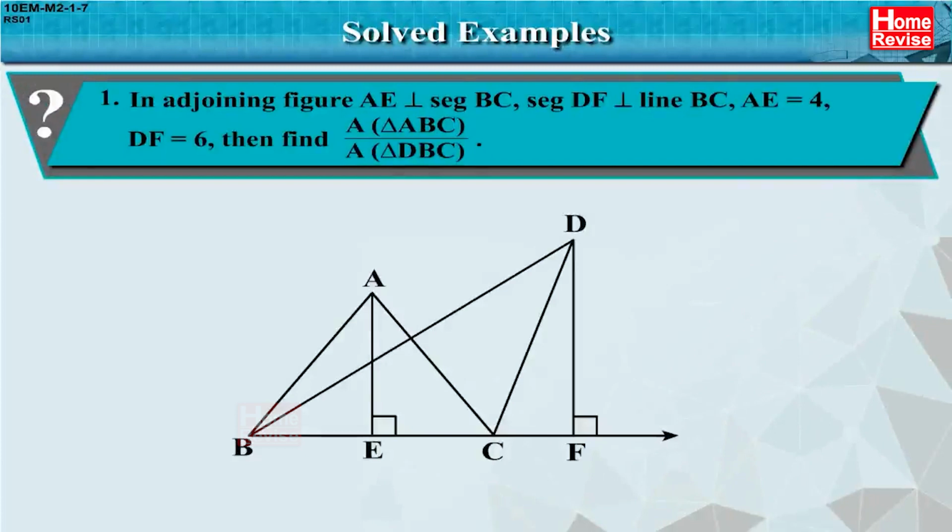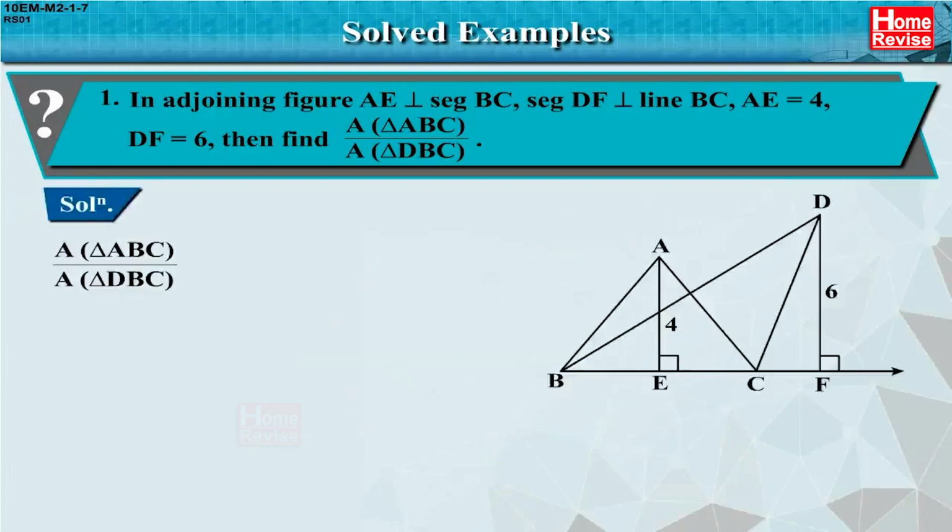Solved examples. Example 1. In the adjoining figure, AE is perpendicular to segment BC. Segment DF is perpendicular to line BC. AE is equal to 4. DF is equal to 6. Then find area of triangle ABC upon area of triangle DBC.